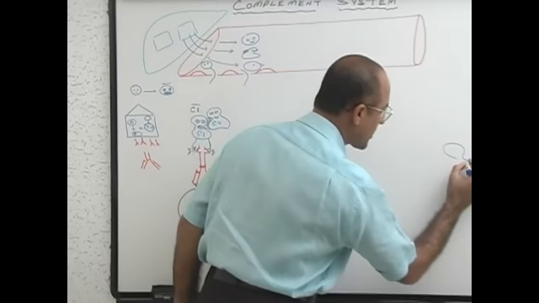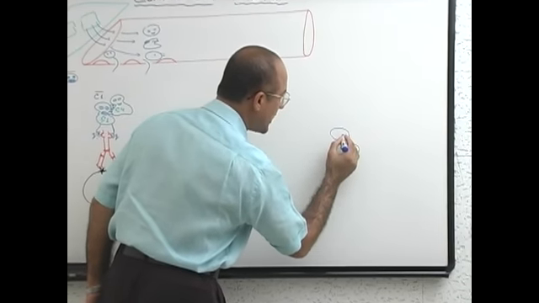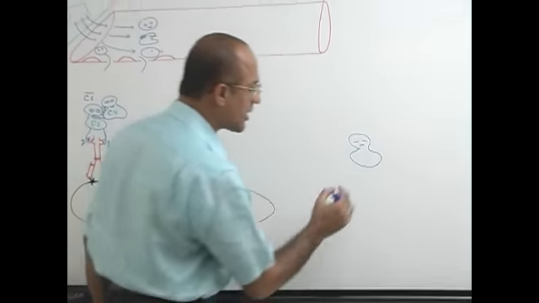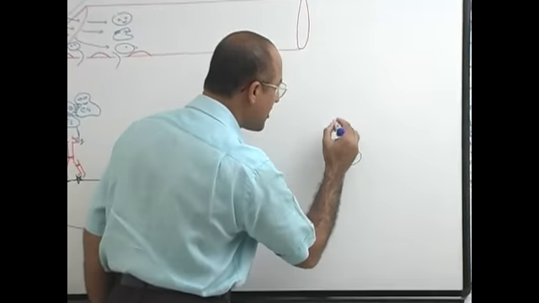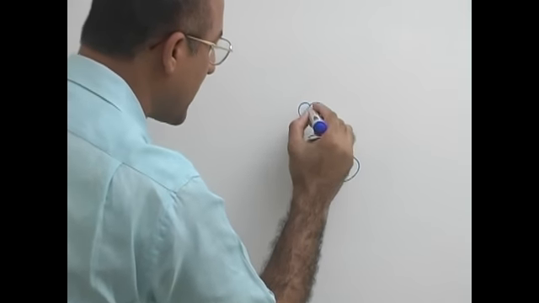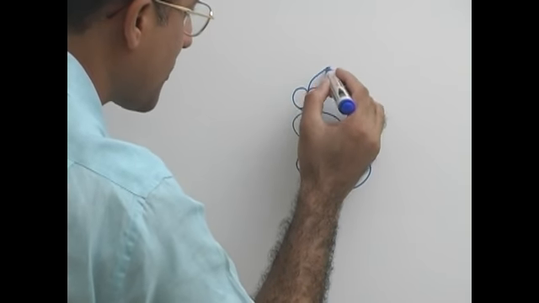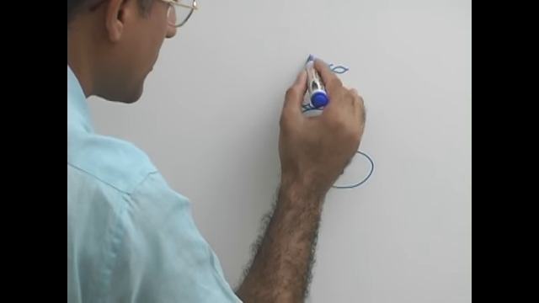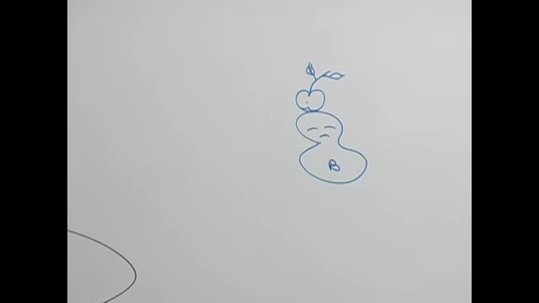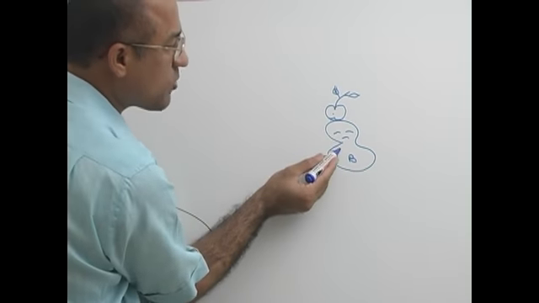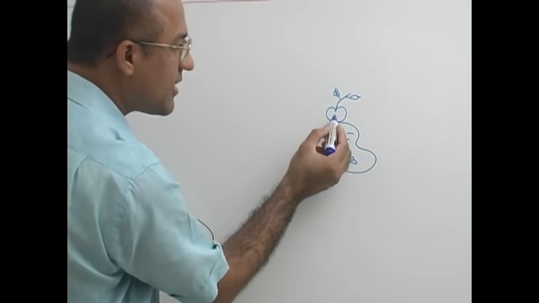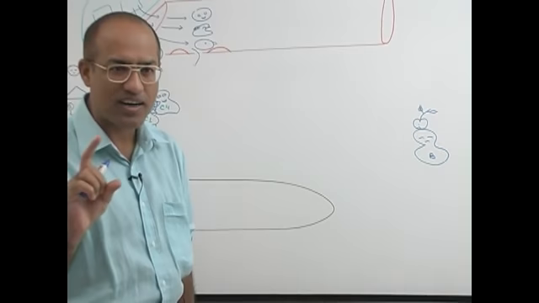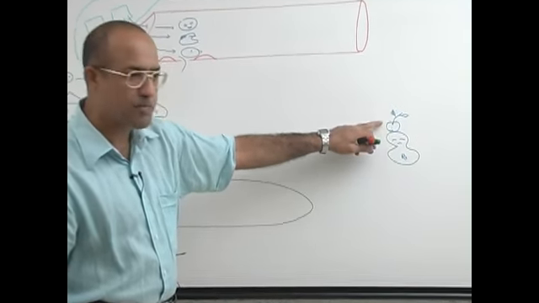Once it is activated, normally, now I have to make another diagram here. Let's suppose this is an inactive complement protein. It's just like a baby. And normally it has a very special domain, like an apple, you have seen? So you can say this protein has two parts, a baby part and an apple part.